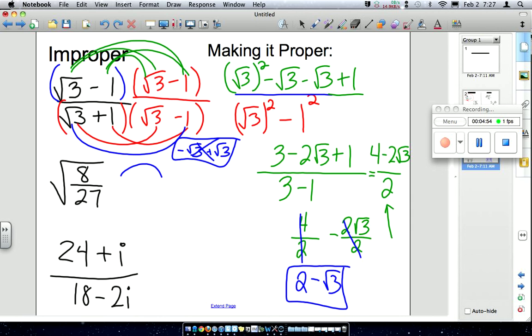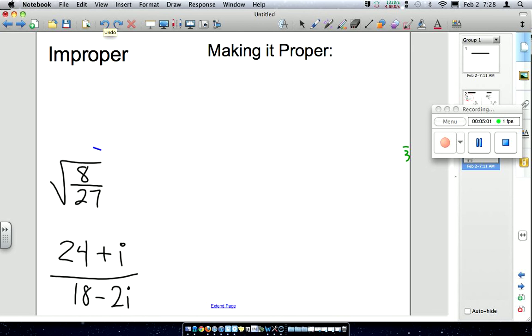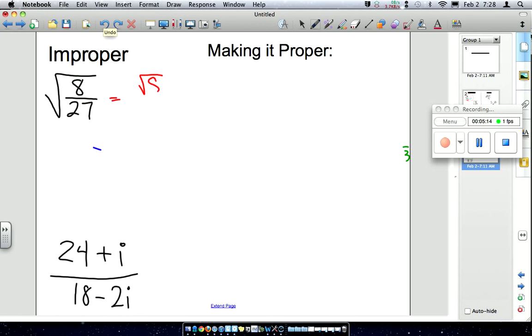The next one will also involve some simplifying, as well as making it proper. Okay, so the first thing that we want to do is make sure our fraction is as simple as possible, and it is. 8 over 27 cannot be simplified. So at this point, we're going to separate square root of 8 over square root of 27.